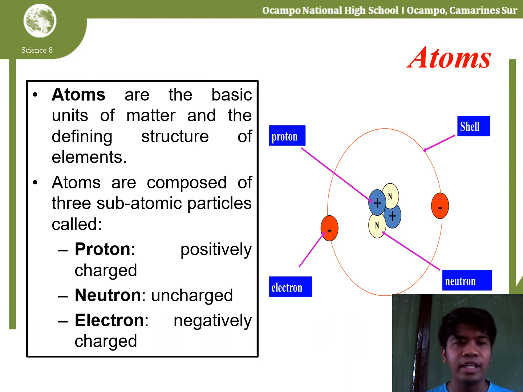Iba't ibang klase ng element, we have different types of atom. Iba ang atom ng oxygen, iba ang atom ng carbon, iba ang atom ng nitrogen. And also, atoms are composed of three main subatomic particles. We have the positively charged particle called the proton. We have the neutral or uncharged particle called the neutron. And we have the negatively charged particle called the electron. Okay?